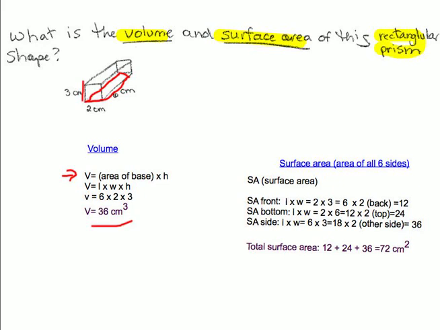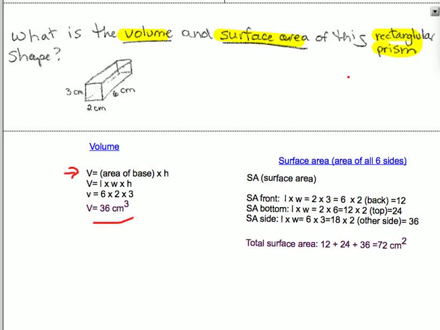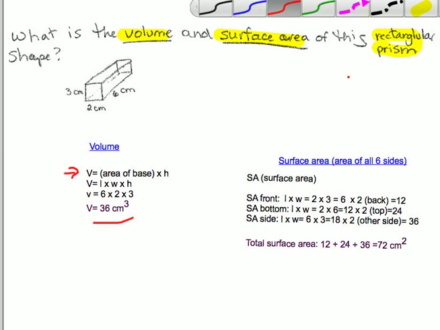When I'm looking at surface area, I am looking at the area of all 6 sides. I am pretending I'm wrapping it. It's kind of a wrapping paper question. I look at the front shape right here. This face is 3 by 2 centimeters, so that's 6 centimeters squared. Well, if the front is 6, then the back is going to be 6.